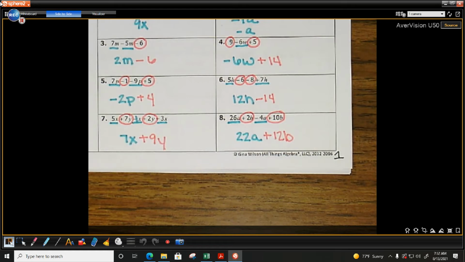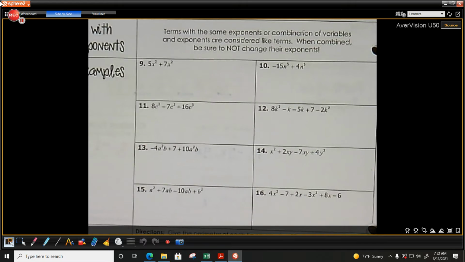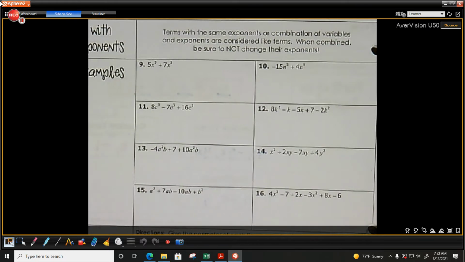Okay, now we're going to look at some with exponents. We just said that like terms have the same variables, but that's not the only requirement. Like terms have to have the same variable and the same variable's exponent. So an x term and an x squared term are not like terms. They both have x's, but one's just an x and one's an x squared. So you have to have the same variable and variable's exponents to be like terms, okay?